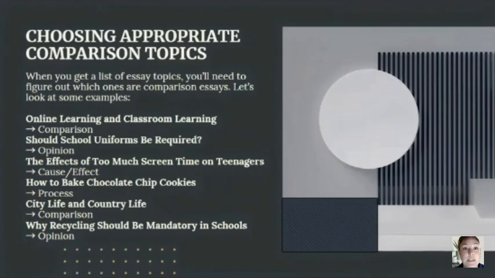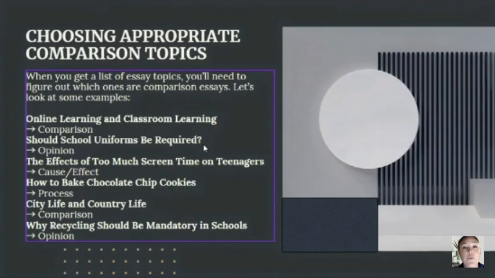topics, and you'll need to figure out which ones are comparison essays. So we're going to look at these together. We're going to work on this practice together, and I'll help you understand what kind of essay these topics are. For the first one here, we can see online learning and classroom learning. If online learning and classroom learning have enough in common, enough similarities and enough differences, we can identify this as a comparison essay topic, a suitable one.